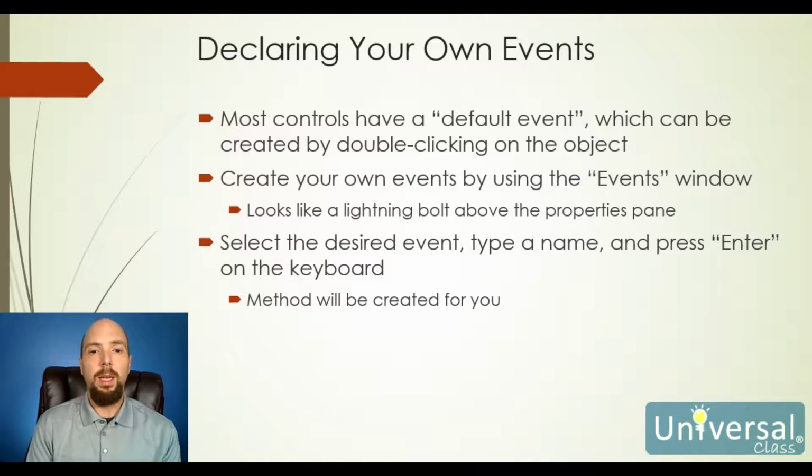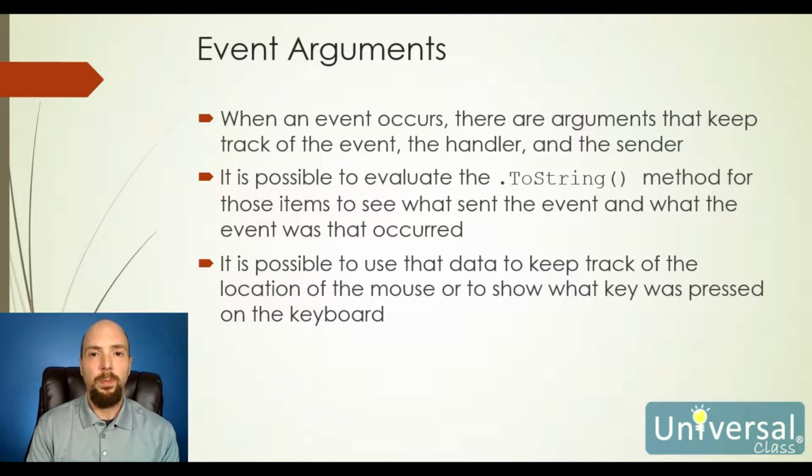If I want to make a different event occur, then my option is to click on the little lightning bolt down by the properties pane and then select the particular event that I want. You just simply type the name of whatever you want the event to be called, you press enter, and when you do that, it will actually create the method for that particular event.